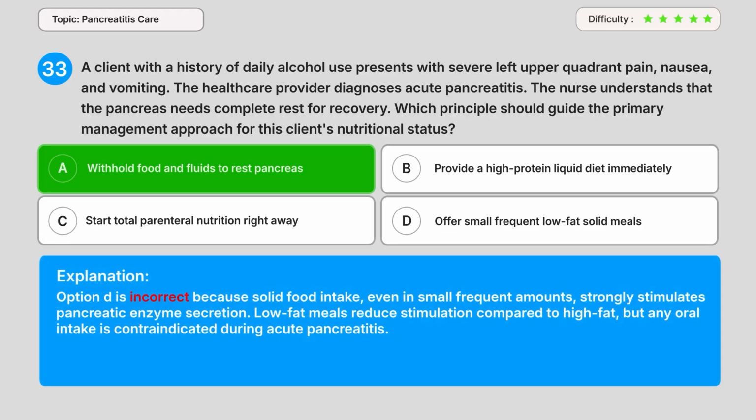Option D is incorrect because solid food intake, even in small frequent amounts, strongly stimulates pancreatic enzyme secretion. Low-fat meals reduce stimulation compared to high-fat, but any oral intake is contraindicated during acute pancreatitis.